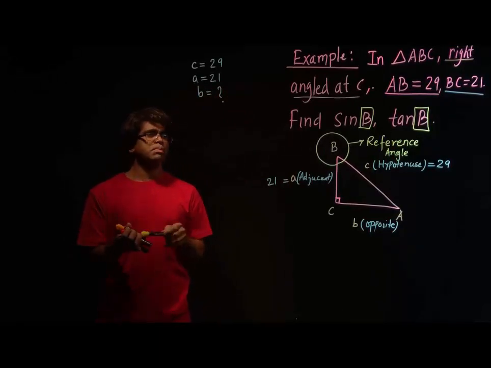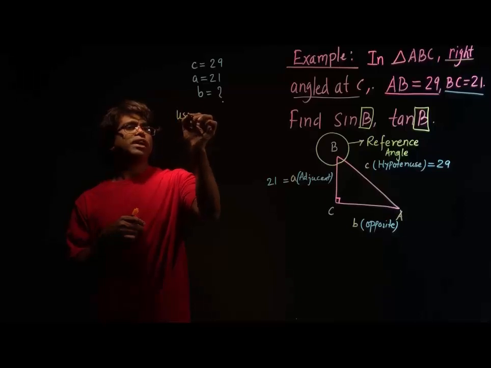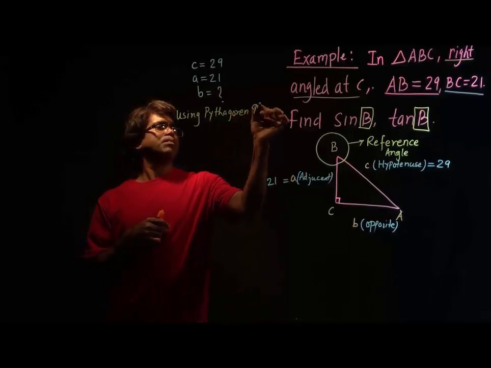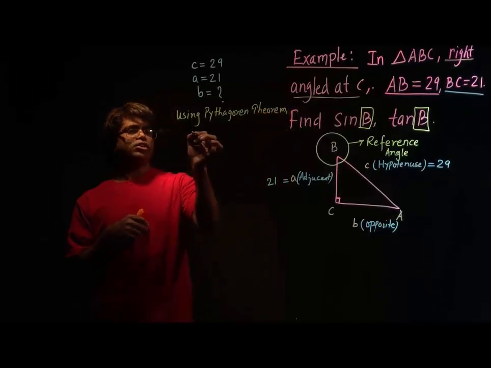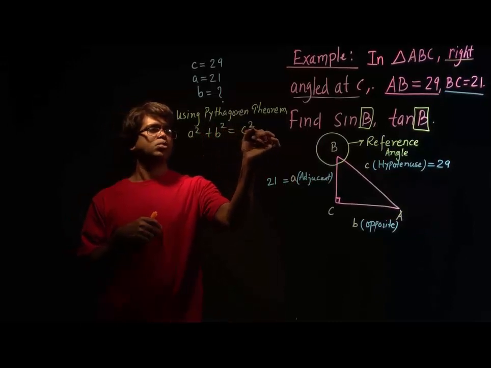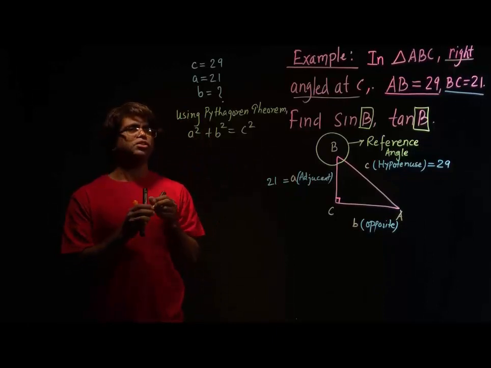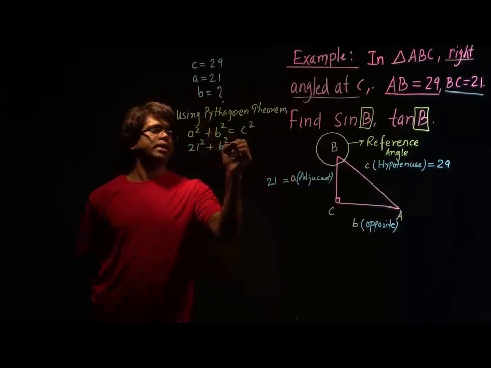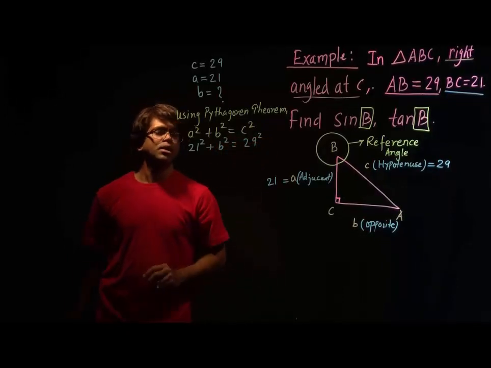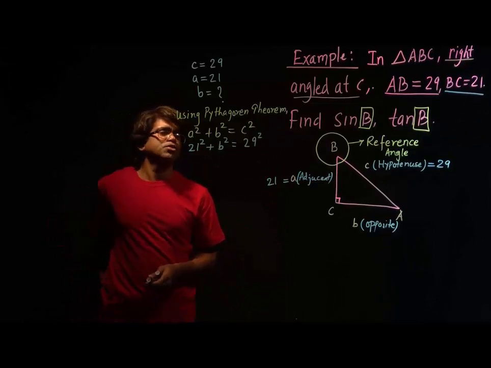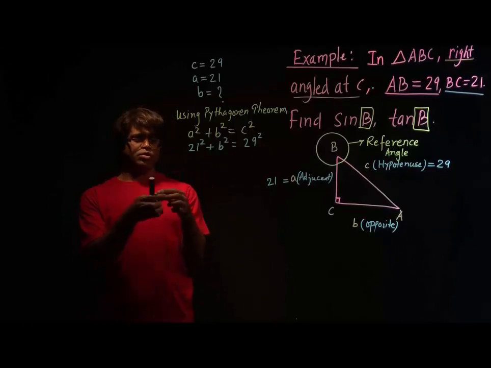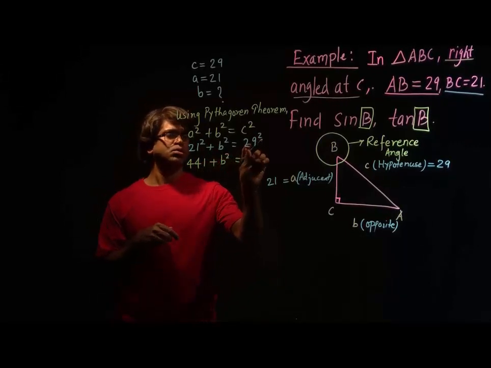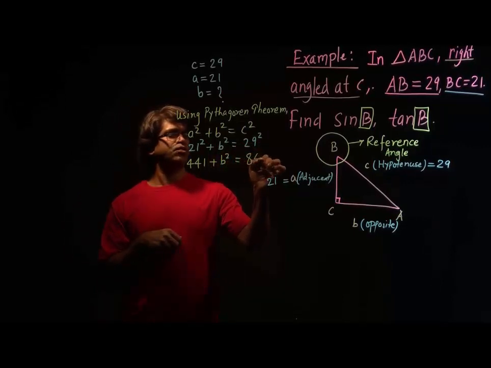Now let's use the Pythagorean theorem. If you remember, the Pythagorean theorem is a squared plus b squared is equal to c squared. My a is 21, so I'm going to substitute 21 here. So I'll write 21 squared plus b squared, since b is not given, that is equal to 29 squared. Now, you can use your calculator to find the square of 21, but I know the square of 21 is 441, plus b squared is equal to the square of 29, which I know is 841.